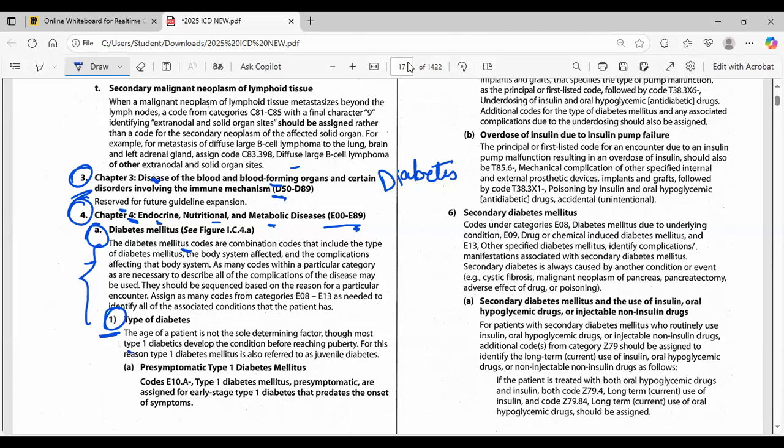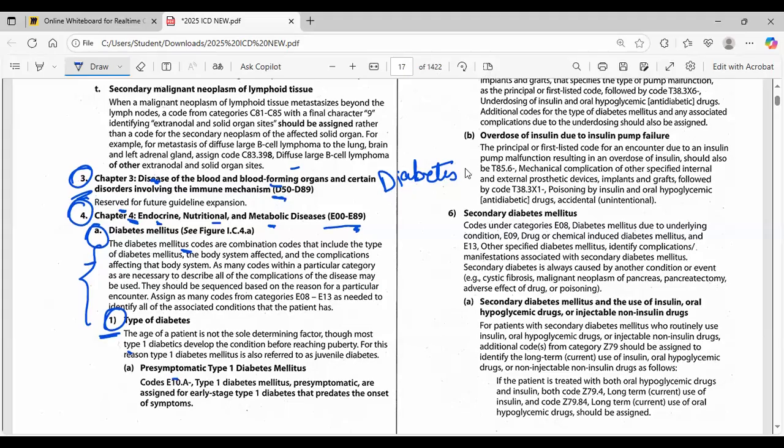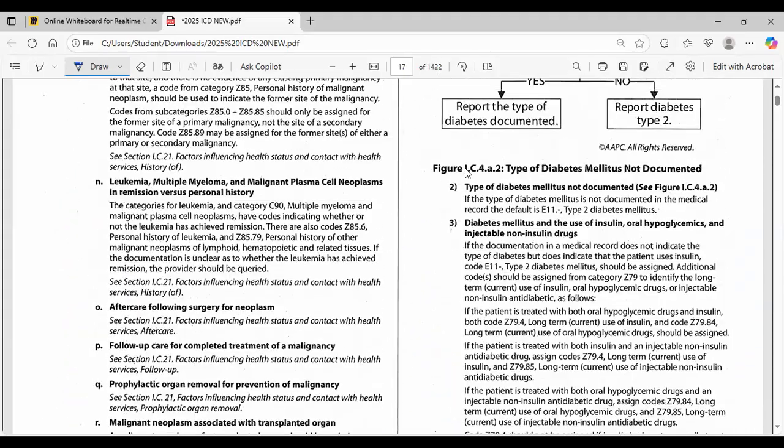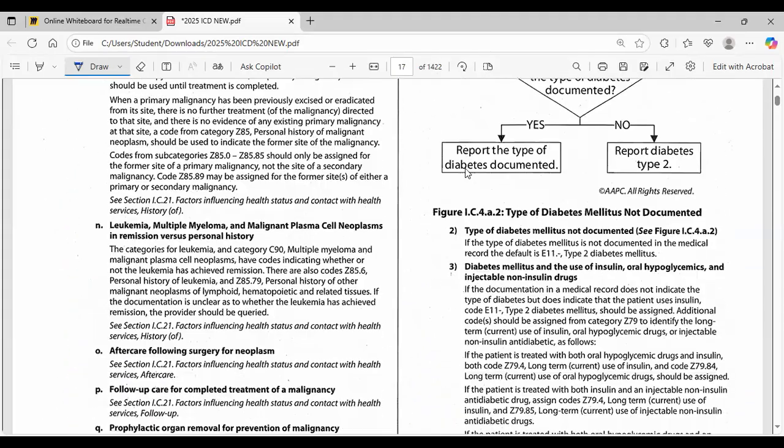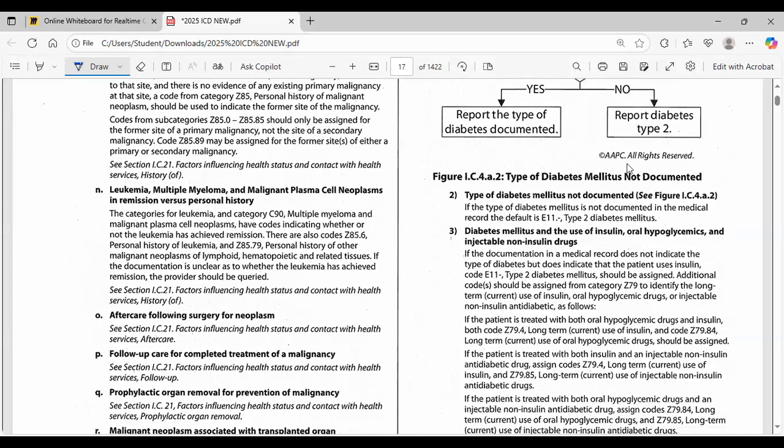We do have one specific code for pre-symptomatic type 1 diabetes. The patient has type 1 diabetes, but has not started getting symptoms as of now. The patient has diabetes, but is not getting any symptoms as of now. In that case, you have to use the E10.A series. And if the patient has type 1 diabetes, in that case, you have to use the E10 series.